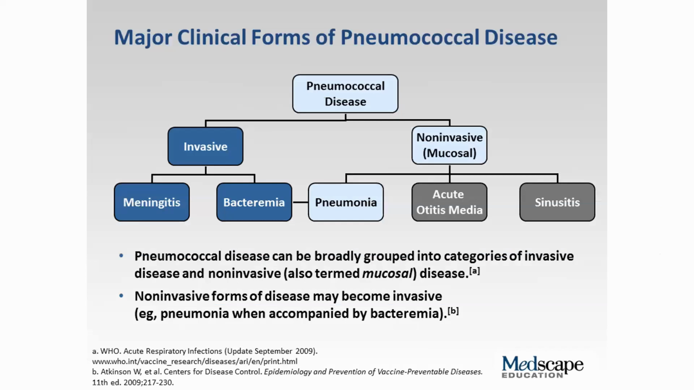So what are the major clinical forms of pneumococcal disease? I think we can divide them into invasive disease and non-invasive disease. Non-invasive means they just infect the mucosa and do not go into the bloodstream. Invasive disease means that they have bacteremia, or when they affect the meninges. This is known as invasive pneumococcal disease. Pneumonia could be classified as either non-invasive or invasive, depending on whether there is any bacteremia present at the same time.